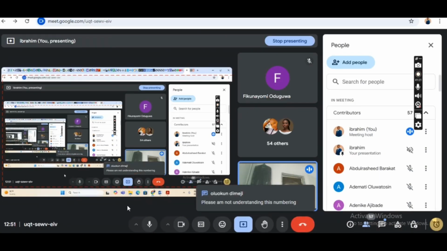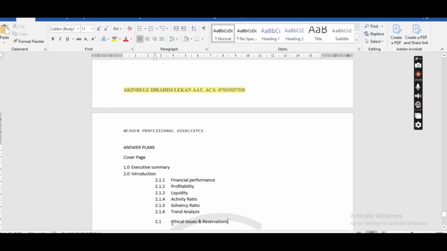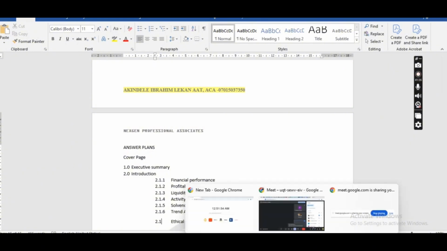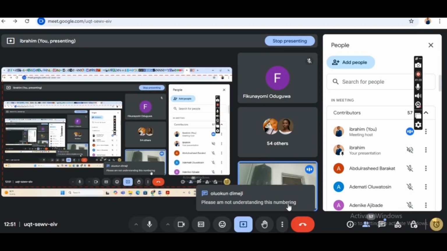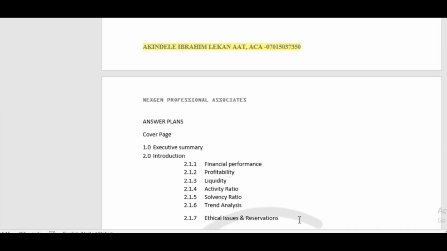Okay, you're not understanding this numbering. You can use any numbering that you want to use. If you don't understand, any other person can say, oh, you can use 2.17. Just use what you will understand, right? Let me say 2.17, you can decide to use it. Anyhow, if you want to, you can remove the number. But ensure that this one should be in capital letters.